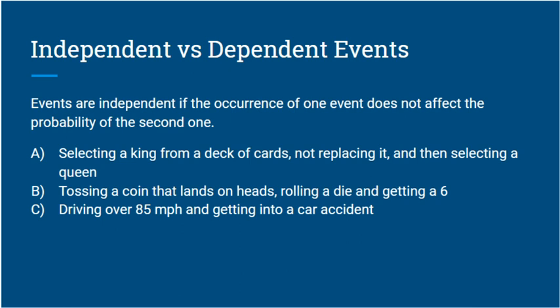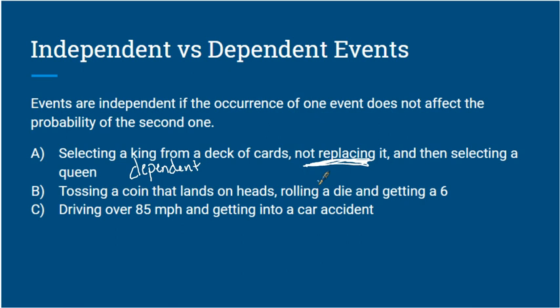Selecting a king from a deck of cards, not replacing it, and then selecting a queen. Those two events are dependent. And the reason they are dependent is because we did not replace that card. So I took a card out of the deck. That changes my probability of picking a queen from what it was the first time.